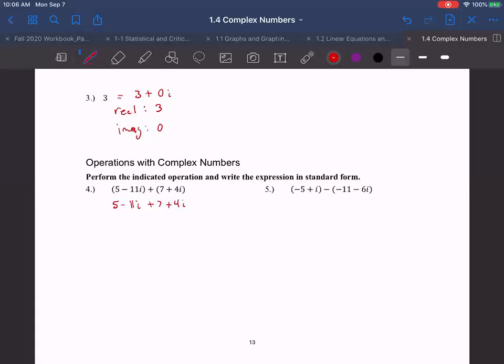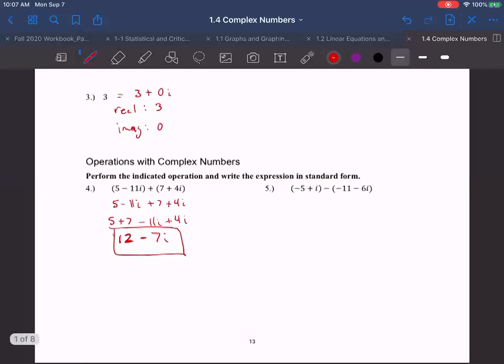So we don't have any negative to distribute through or anything. And then we're going to group it: 5 plus 7, and then minus 11i plus 4i. So 5 plus 7, sorry, not minus 7, 5 plus 7 is going to be 12. And then negative 11 plus 4 is going to be minus 7i, just like that.